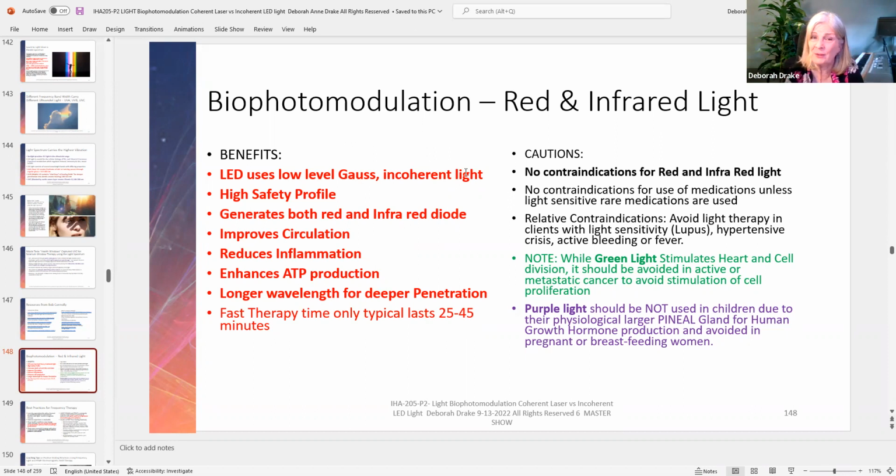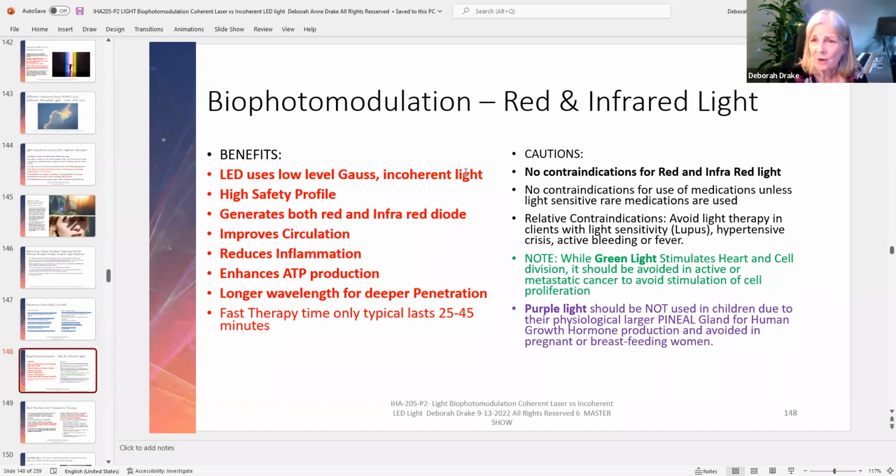It basically only takes about 25 to 45 minutes of light therapy to get done hours of work within the mitochondria, okay? Contraindications, as I mentioned, there's no real contraindications for red or infrared light, but just use it, you know, if somebody has medications that are light sensitive, they're on an antibiotic or they get sunburn sensitive, watch out.